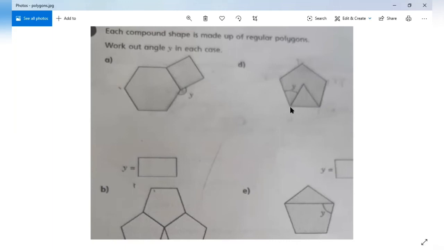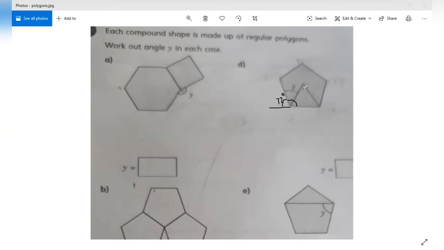Okay, so here, for a pentagon, we know the outside is 72 degrees. Remember, we've done something like that in B, so we already know it's 72 degrees because we do 360 divided by 5. And if the exterior is 72 degrees, the interior, which is this whole bit here, is 108 degrees.